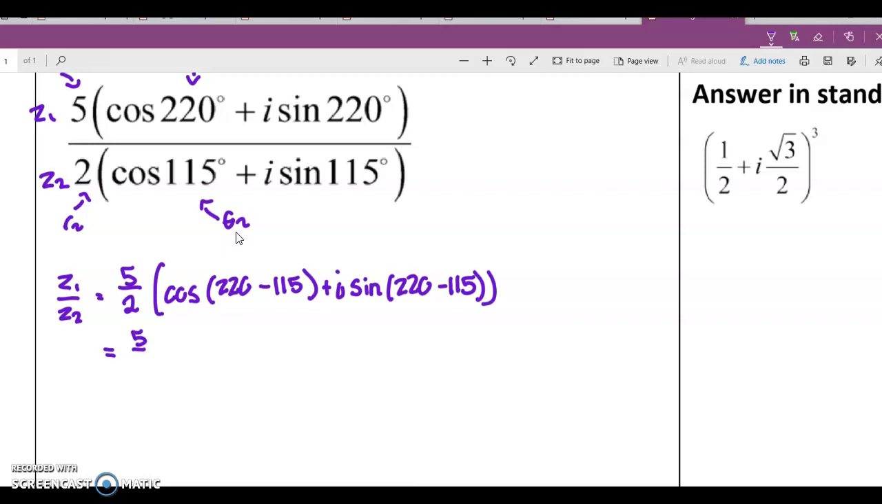So that 5/2 stays the same, and now we have cosine of, would that be 105, plus i times sine of 105. So that is multiplication and division of complex numbers. The next video will go over de Moivre's theorem, I'm still not sure how to pronounce that, which basically takes this idea and expands upon it a little bit more.